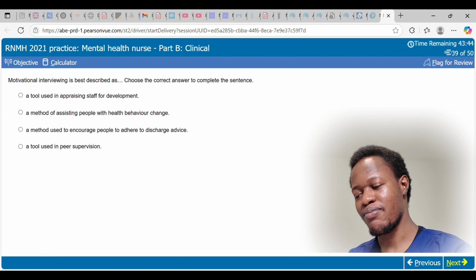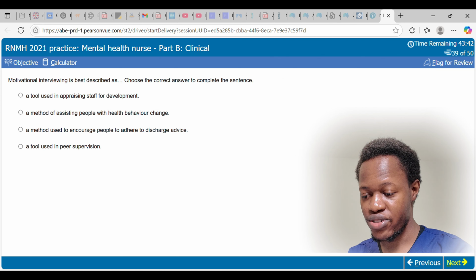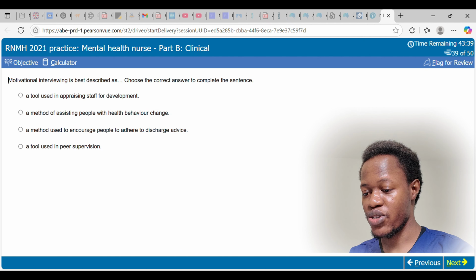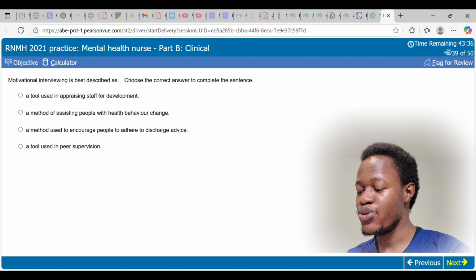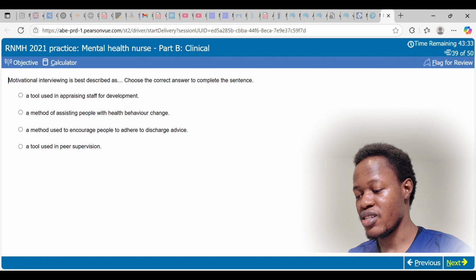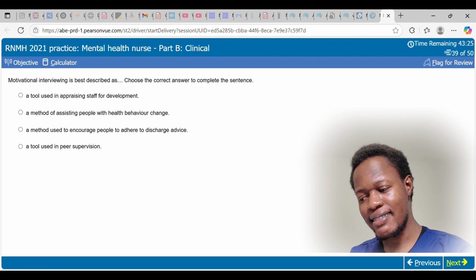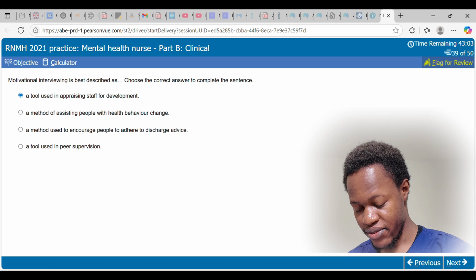Motivational interviewing is best described as dash. Choose the correct answer to complete the sentence. A says a tool used in appraising staff for development. B says a method of assisting people with health behavior change. C says a method used to encourage people to adhere to discharge advice. D says a tool used in peer supervision. I'm a little bit confused, to be honest. I'm not so sure. But I think I would go with A and let us flag for review.